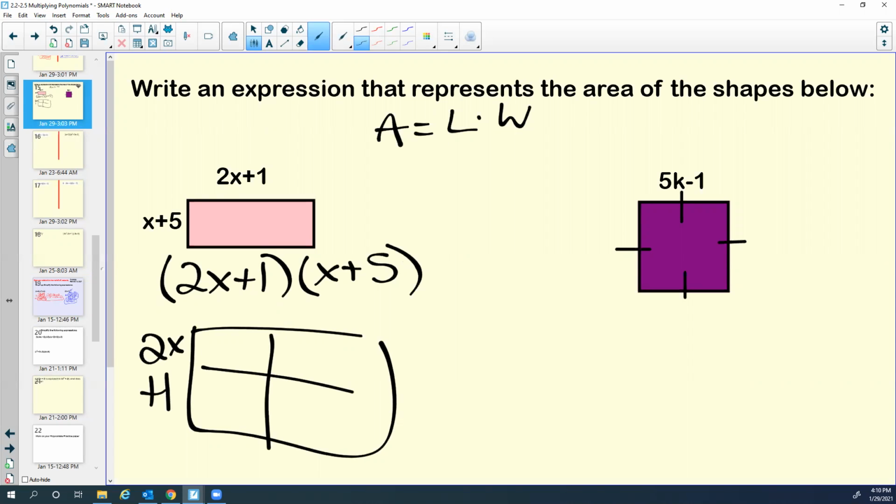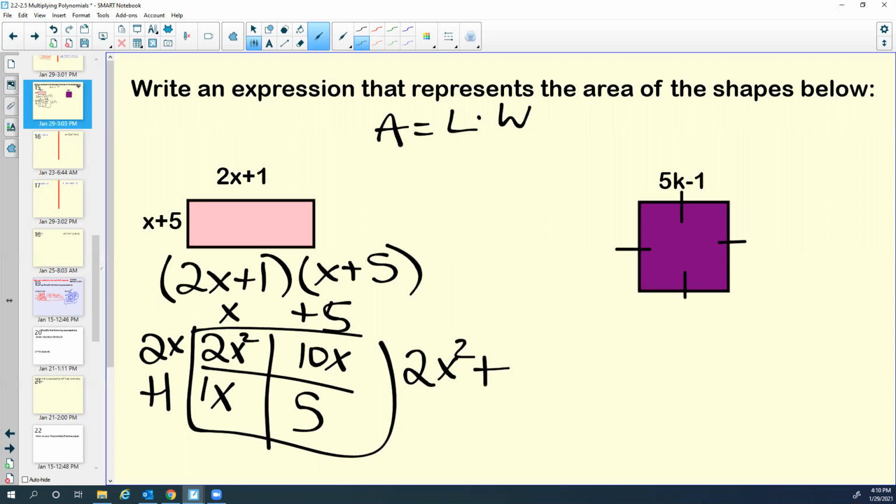2x plus 1 times x plus 5. X times 2x is 2x squared. 5 times 2x is 10x. X times 1 is 1x. And 5 times 1 is 5. So my answer, for my area, is 2x squared plus 10x plus 1x is 11x. And lastly, plus 5.